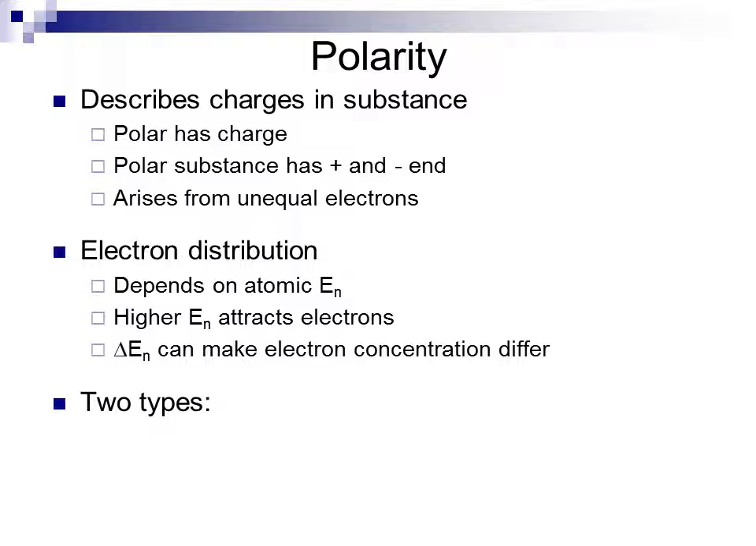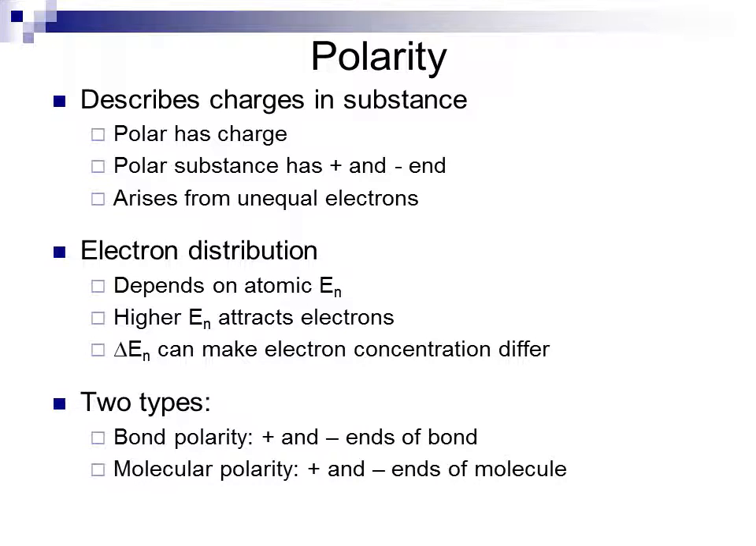There are two different types that we deal with. We have bond polarity, where there is a positive and a negative end to a bond between two atoms. And then we have molecular polarity, where an overall molecule has a positive and negative end to it. We don't consider polarity on ionic substances because ions are simply charged atoms that are independent, and they don't function together as a molecule. Therefore, we have either a positive ion or a negative ion. We don't wind up with polarity to the ion.